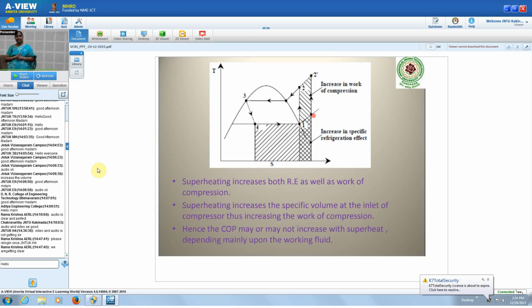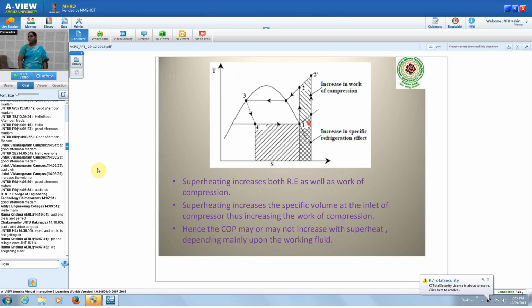So with this, what is the effect on the refrigerating effect? The actual refrigerating effect here is H1 minus H4 only. With this modified cycle, the refrigerating effect is H1 dash minus H4. The point represented here is 1 dash. The area under that represents the refrigerating effect. So the refrigerating effect is increased by the area under 1 dash, and the numerator is increased by that much.